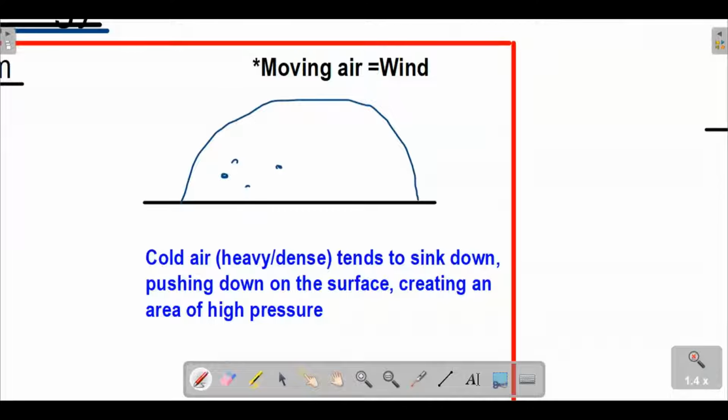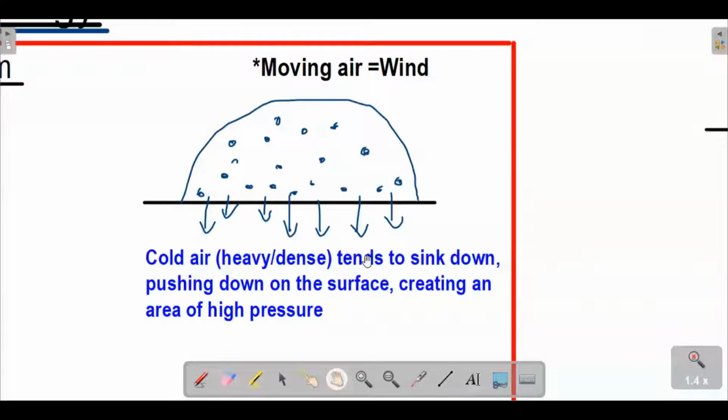Tends to sink down. It tends to stay on the ground, putting a lot of pressure on the ground. You can imagine cold air as this huge guy, or a giant, that is sitting on top of Earth. So that is applying a lot of pressure on the ground, a lot of force. It is heavy, and so it tends to sink down.